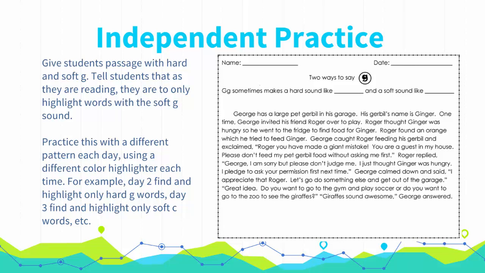The students are now ready to begin the independent practice. Give students a passage with the hard and soft G. Instruct students to only highlight words with the soft G sound. Limit the time your students take on reading this to about 3 minutes, remembering that the focus is on finding the word pattern. After the time is up, have students take turns sharing one of the words they found. Practice this with a different pattern each day using a different color highlighter each time.